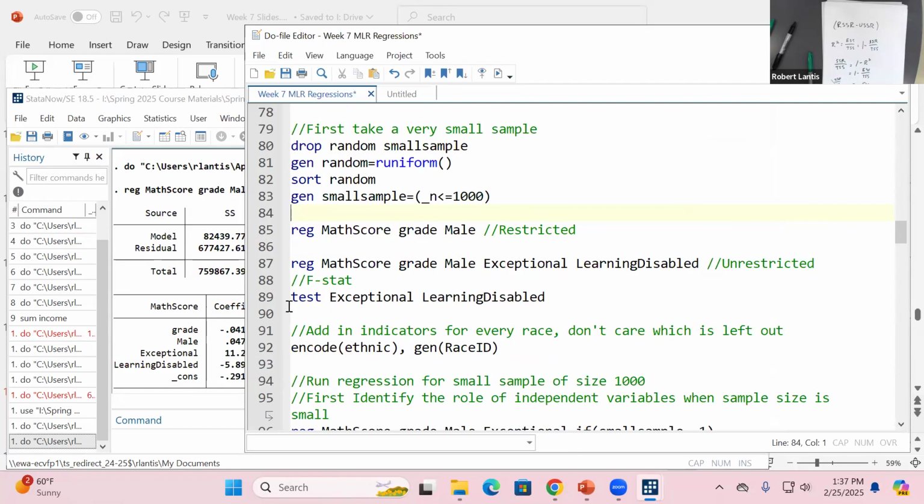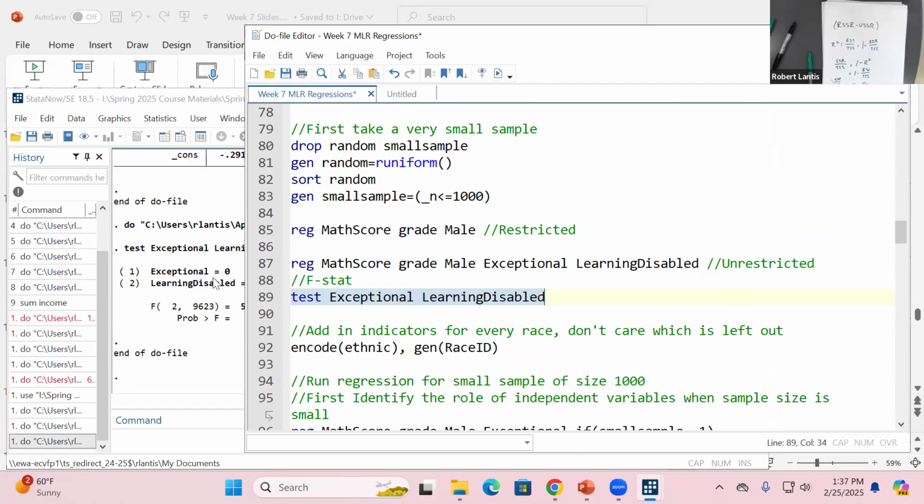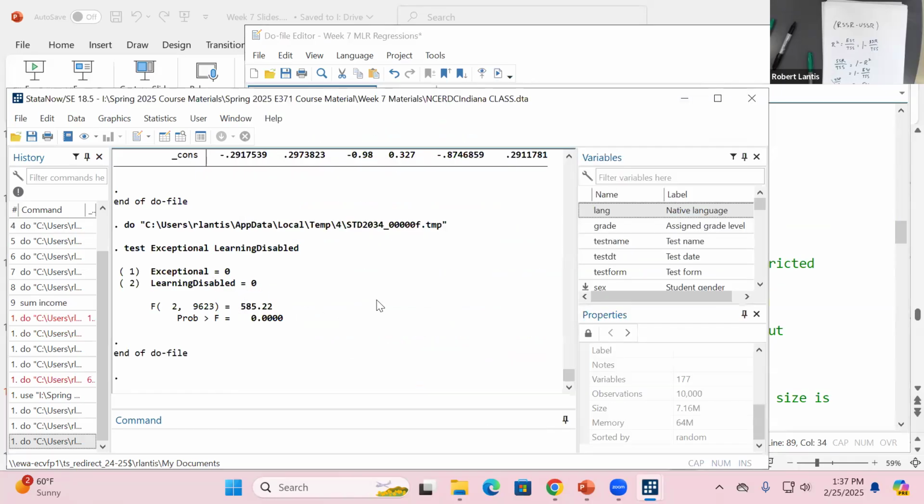Well, I can use this test command, right? And so this is maybe what I would do on the exam. Instead of making you calculate the F statistic, go through the F table, and look up the p-value, I'll give you Stata output that takes these two regressions and tests for the joint significance of these two, right? So what that output looks like is something like this.